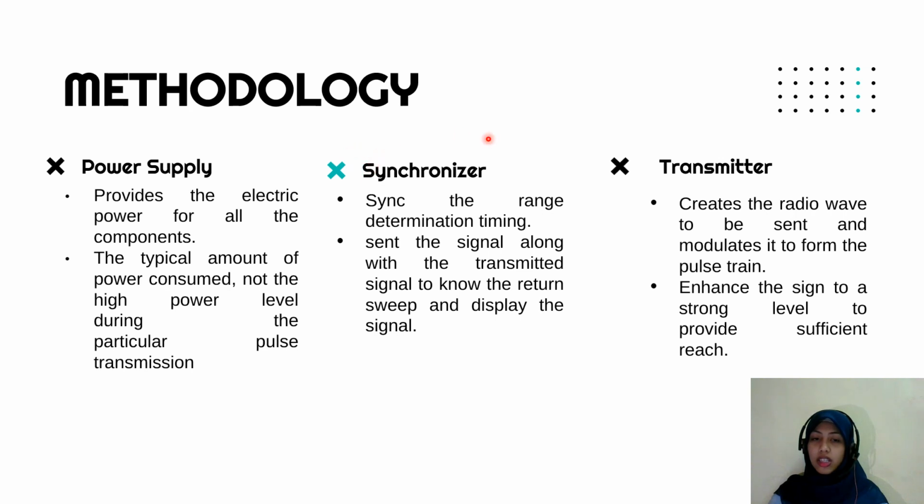Next is the synchronizer. The synchronizer will sync the range determination timing, and it will send the signal along with the transmitted signal to know the return sweep and display the signal. The next one is the transmitter. The transmitter will create the radio wave to be sent and modulate it to form the pulse train. The transmitter also enhances the signal to a strong level to provide sufficient reach.